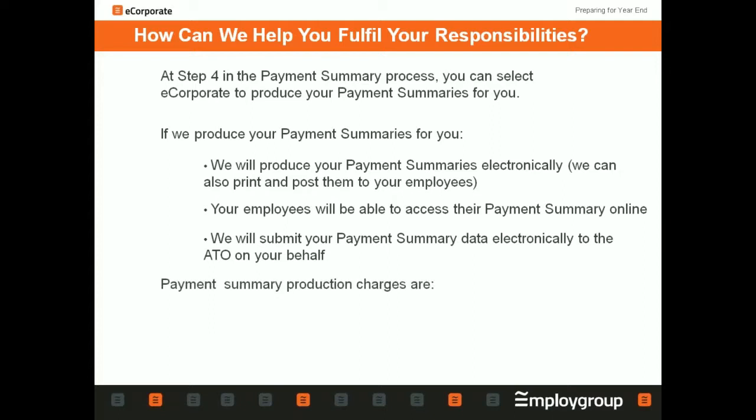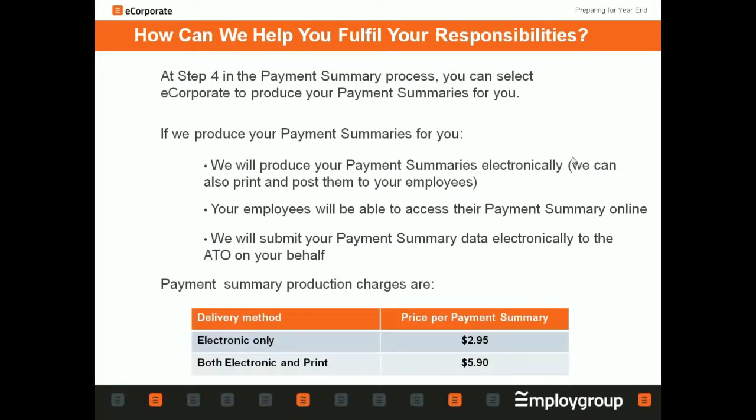Payment summary production charges are as follows. For electronic only, so employees in that scenario can access their payment summary online, the cost is $2.95 per payment summary. If you also want us to print and post the payment summaries directly to your employees, we can do that. The cost there is $5.90 per payment summary, which is $2.95 for electronic, plus an additional $2.95 for printing and postage.